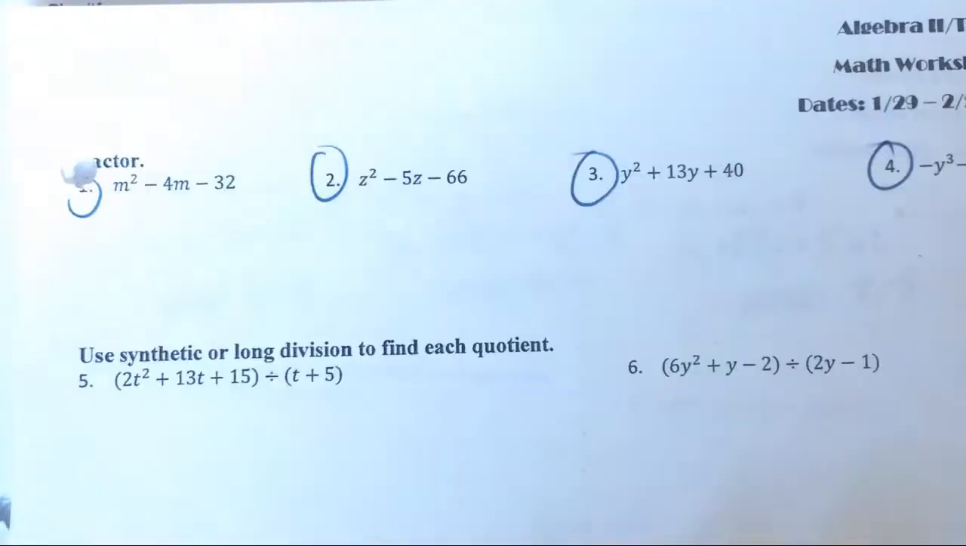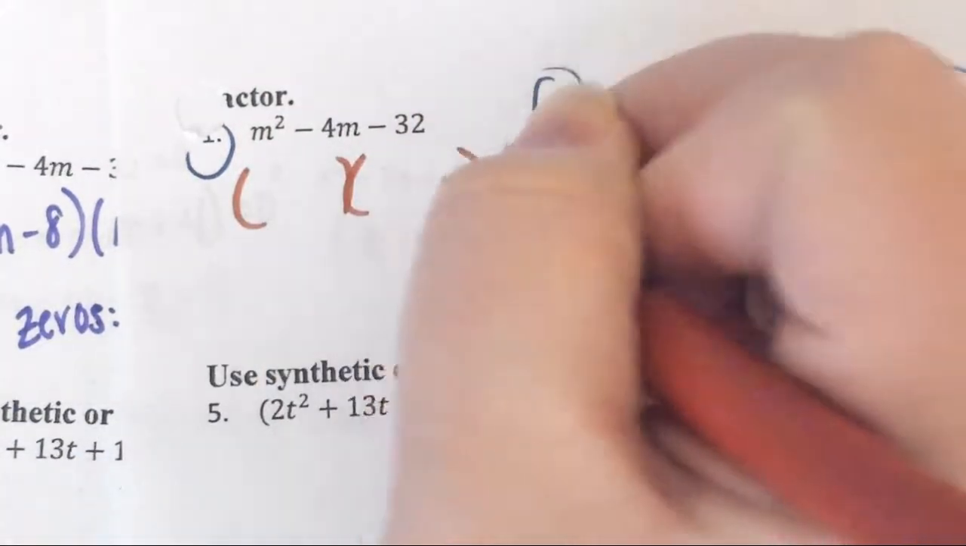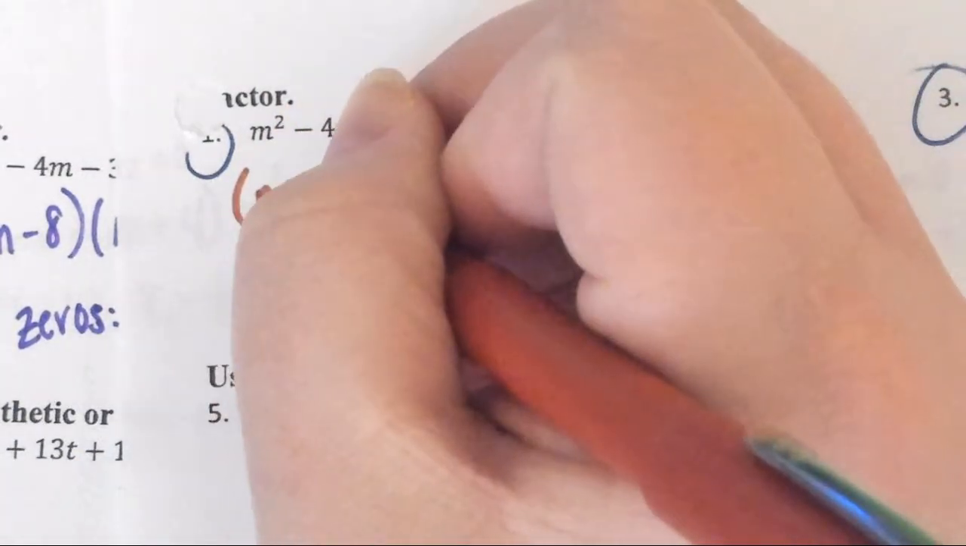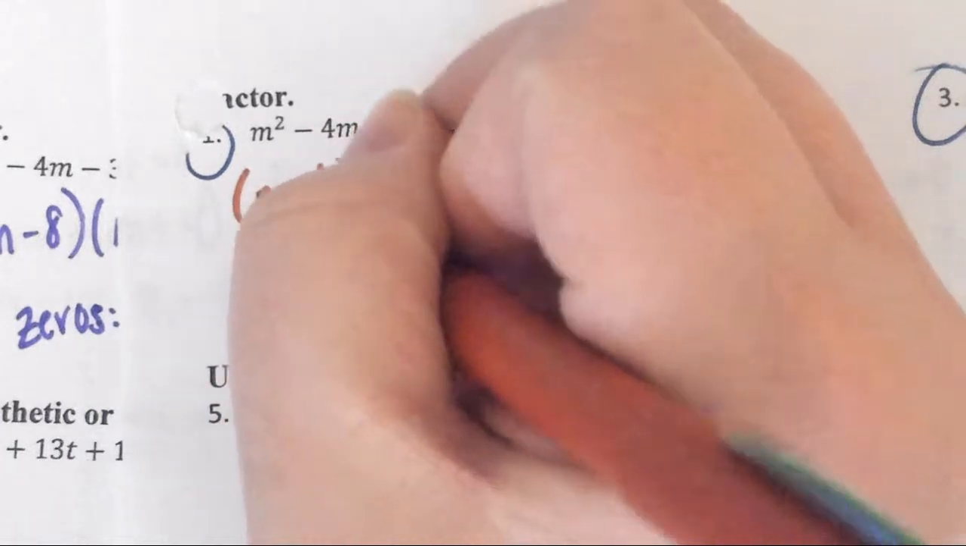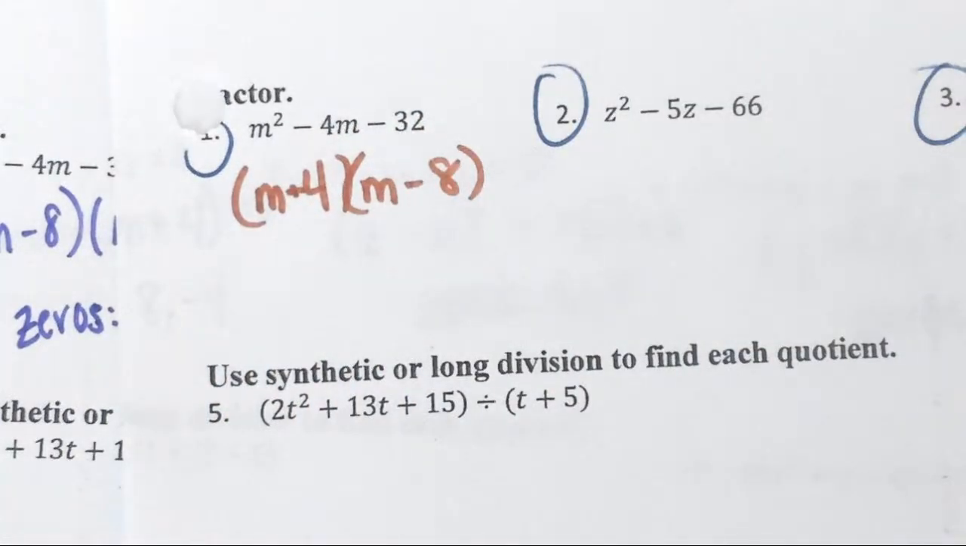And then we'll deal with the ones that are actually going to be similar to the test we're taking on Thursday. How do I factor number 1? Tell me the two factors. 4 and negative 8. I heard it from you first, Jax. Negative 8 plus 4 is negative 4. 4 times negative 8 is negative 32.